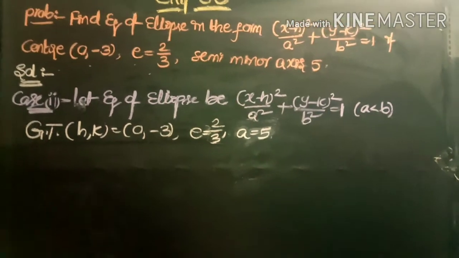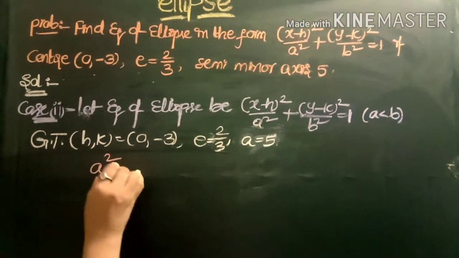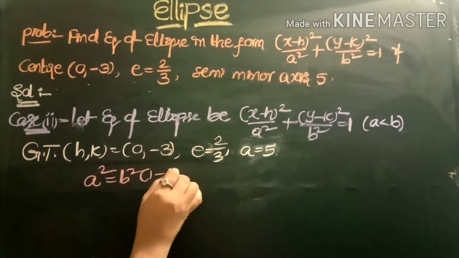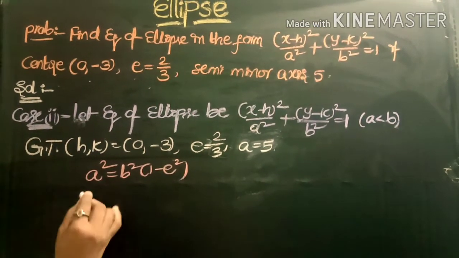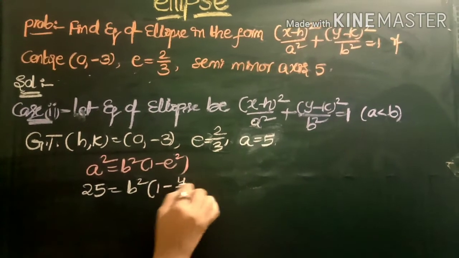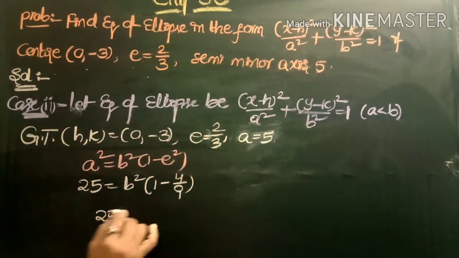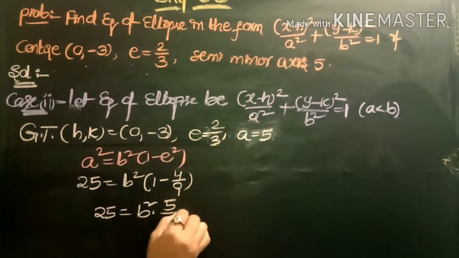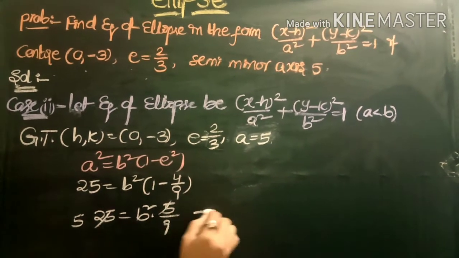Now we are finding the value of b by using the formula a square is equals to b square into 1 minus e square. Now replacing the values, a is equals to 5, a square 25 is equals to b square into 1 minus 4 by 9. That is 25 is equals to b square into 5 by 9. Therefore the value of b square is equals to 45.